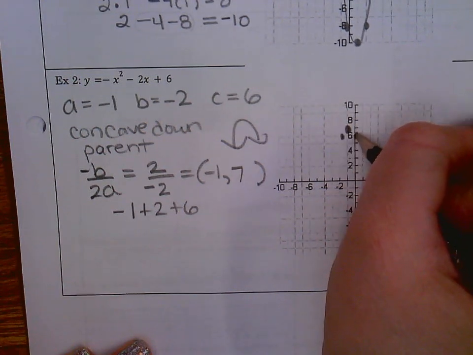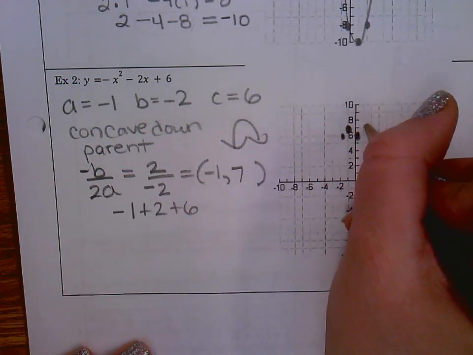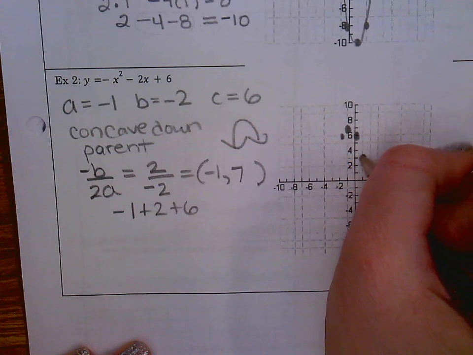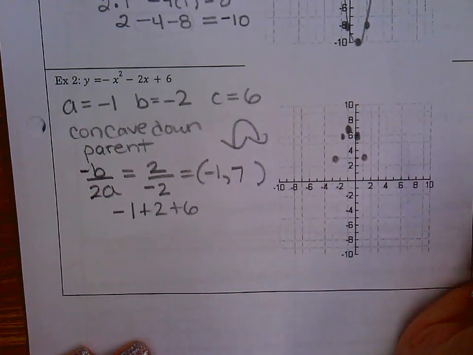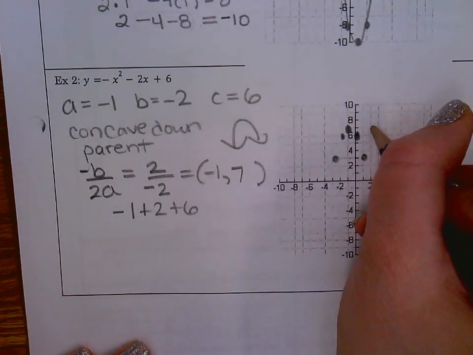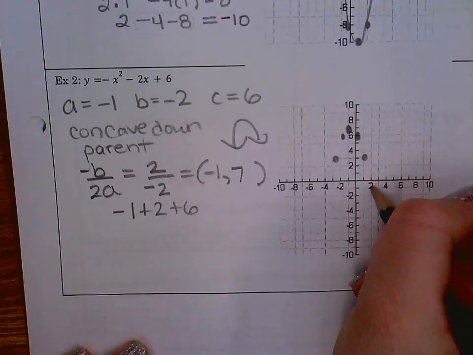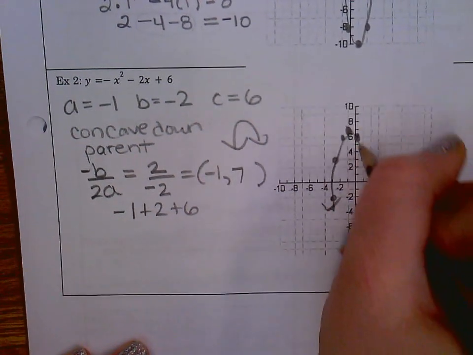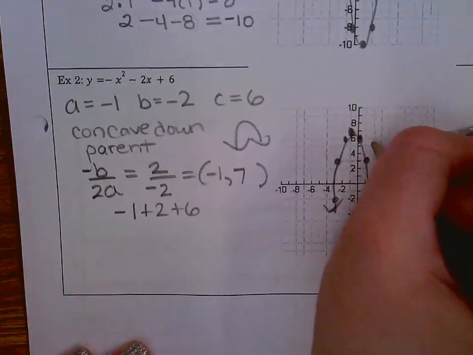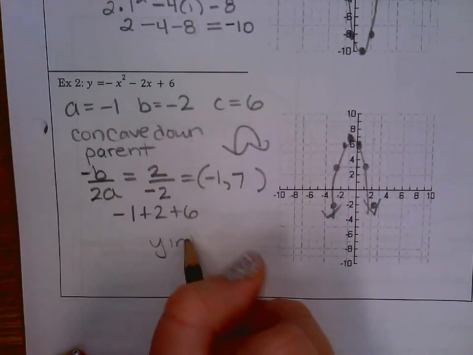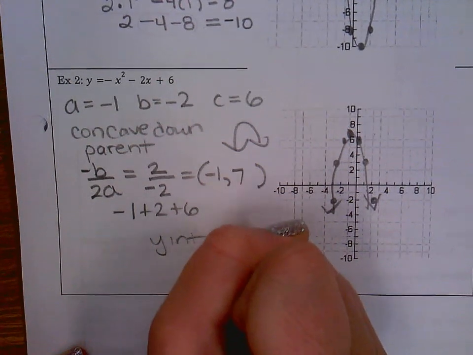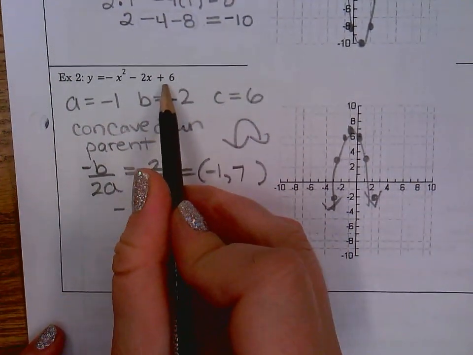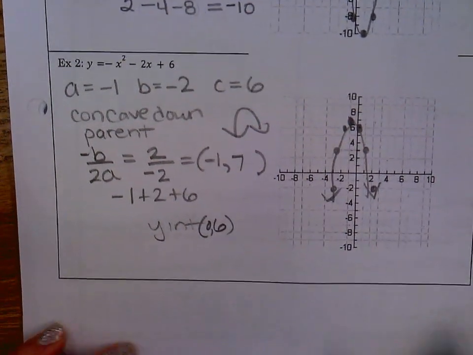Parent function opening down. Over 2 down 1, 2, 3, 4, right? And over 3 down 7, 9 would be at -2. Does that look like it? Sure. And it looks like our y-intercept double checks that it was at 0, 6. The 6 from here and the 6 on my graph match.